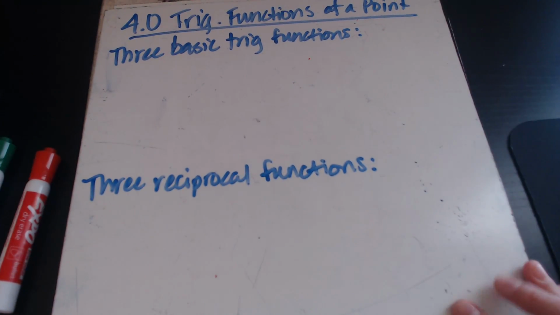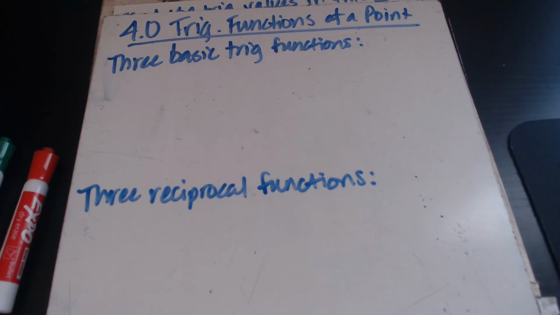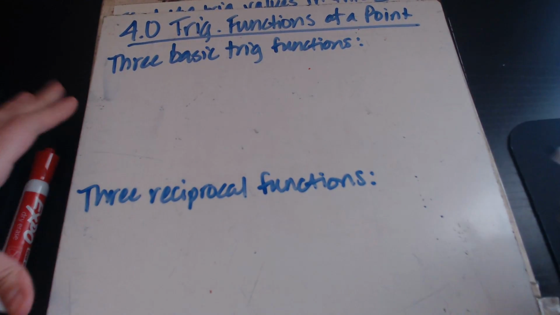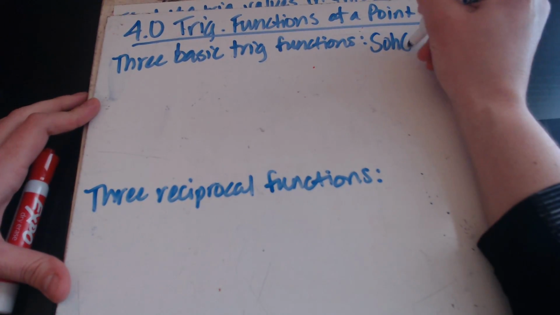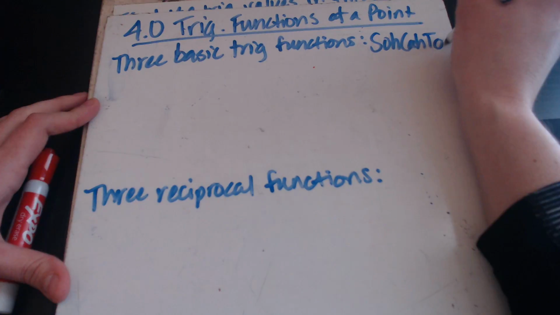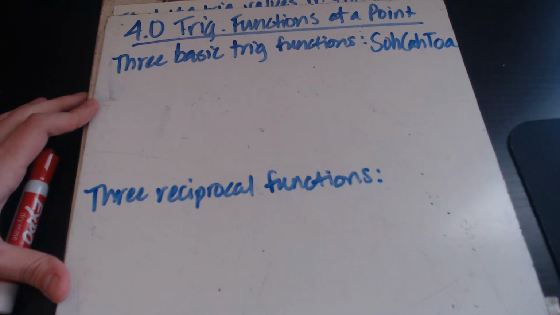Okay, so our next lesson, we're going to talk about how to find trig functions at a point in the coordinate plane. In order to do this, we need to review. There are three basic trig functions you learned in Math 2, and we have covered again in Math 3, and we can remember those three basic trig functions using the acronym SOHCAHTOA.